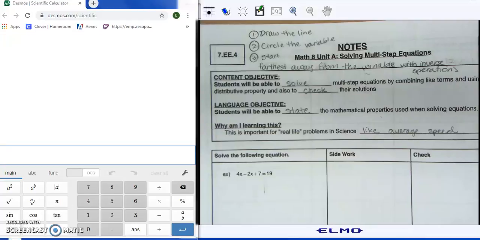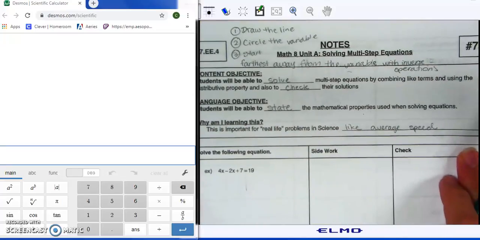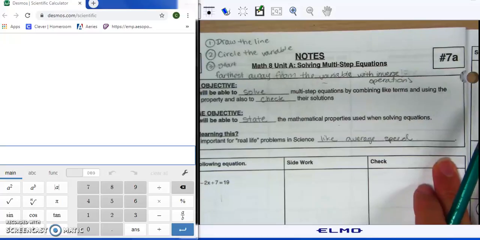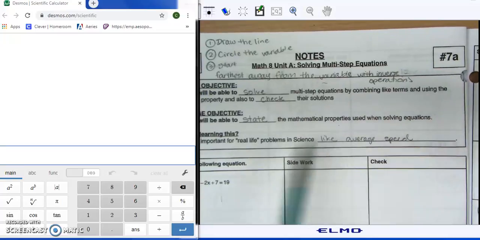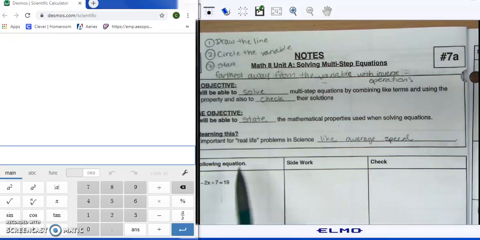Hi guys, so today we're going to be looking at multi-step equations. You'll notice that the video is a little bit more stable today. I am using the Elmo to do this so I can use both hands while I'm talking. So today is lesson 7A, so you should be on lesson 7A in your workbook. Notice I did already draw in some notes there from the last other lessons.